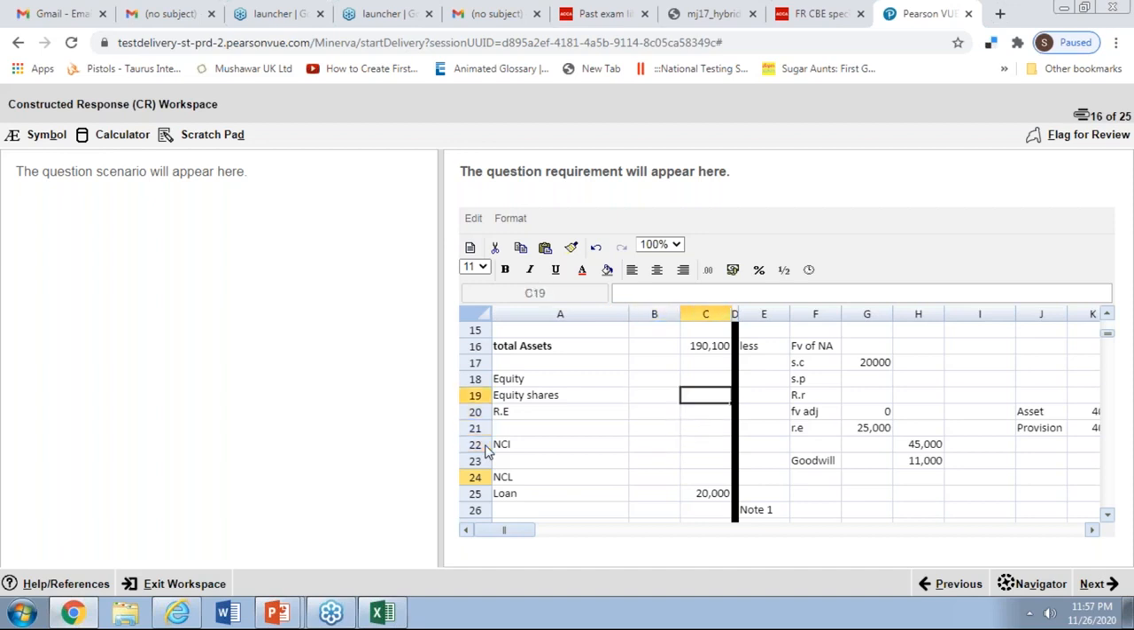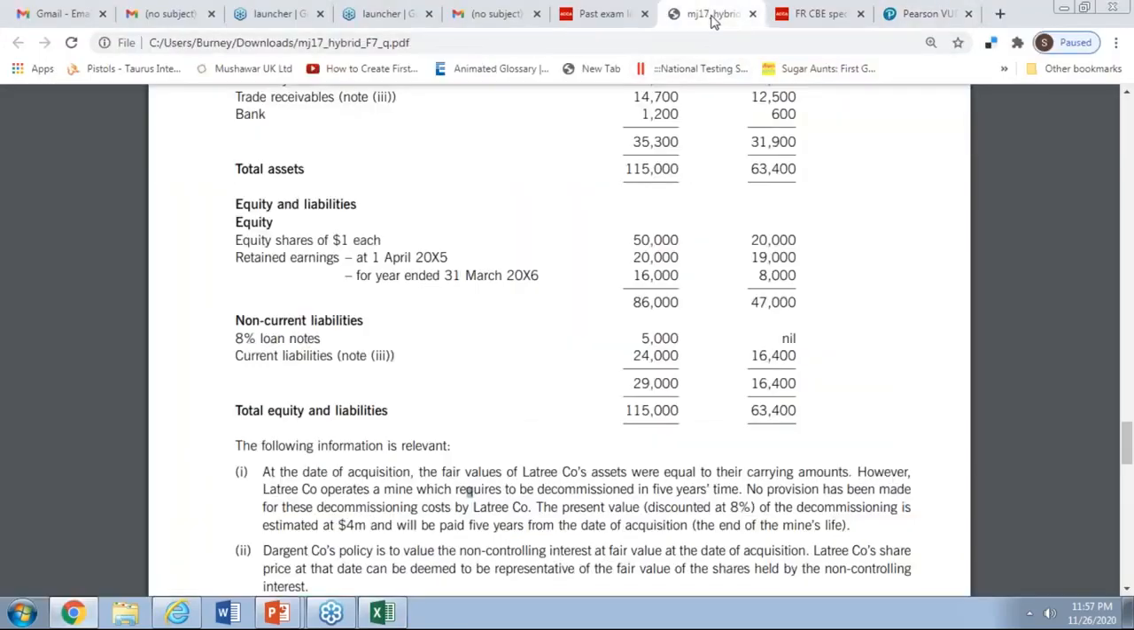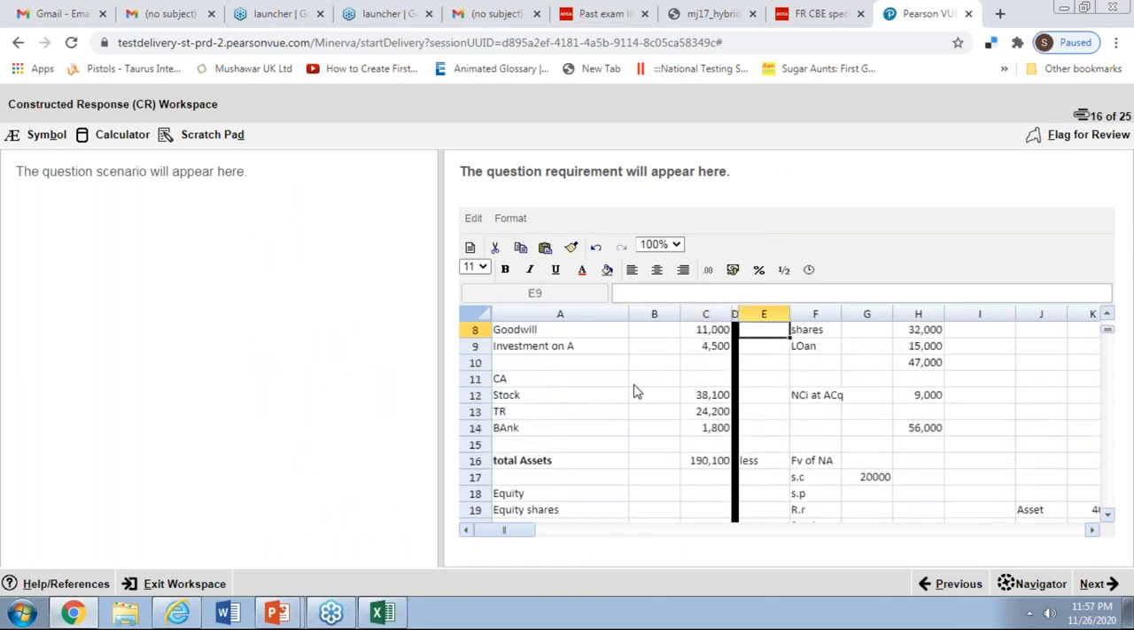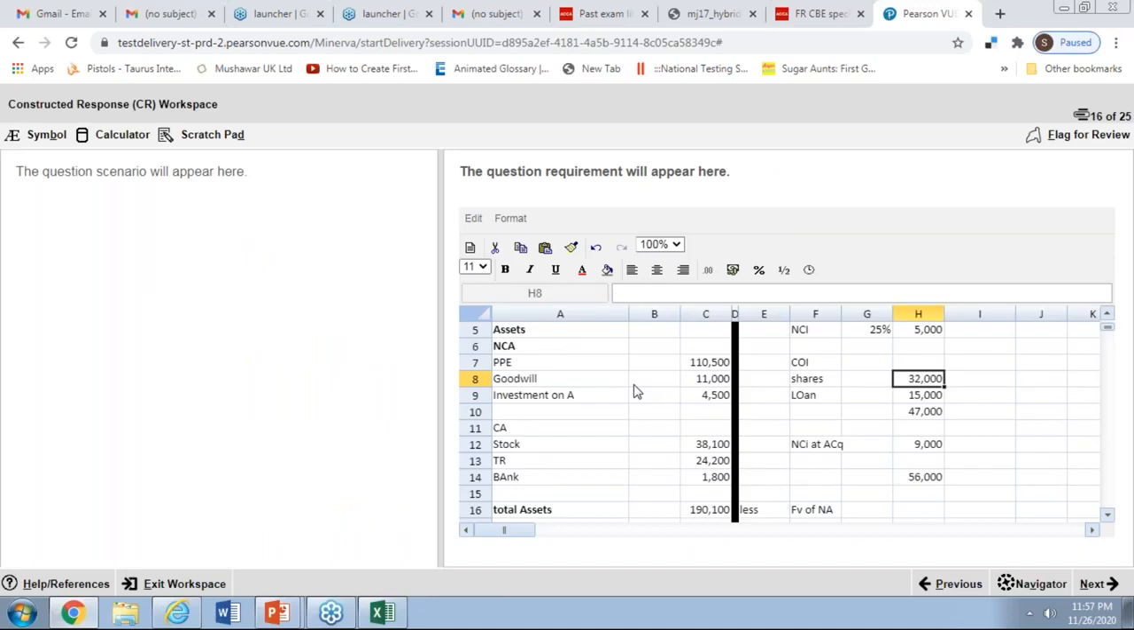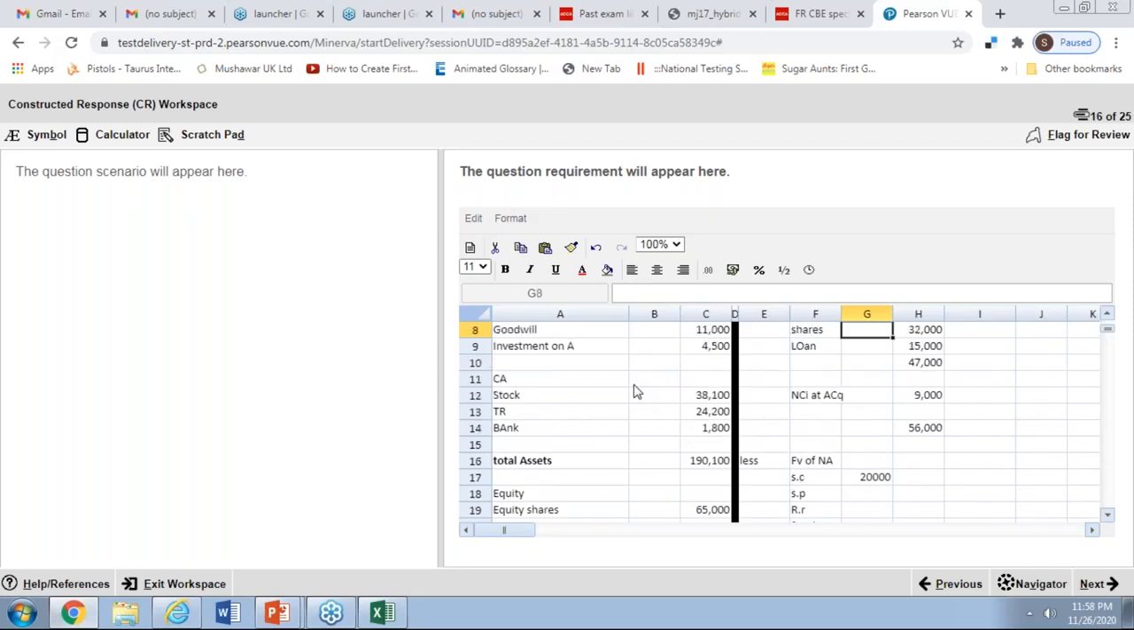Equity shares: we have to recognize the share capital as well, and the share premium. Equity shares of the parent company are 50,000, plus we have issued 15,000. The share premium will be the difference. It will be 17,000 in the share premium account.